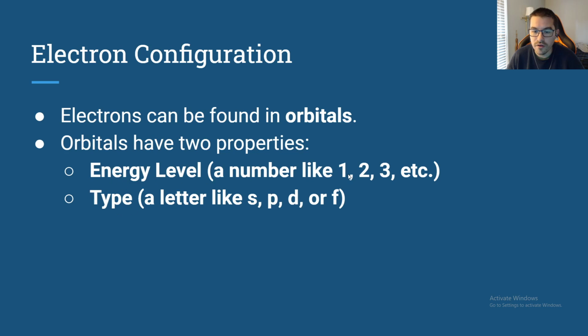The energy level is a number, 1, 2, 3, 4, or bigger, and the type is a letter. There are 4 types: S, P, D, and F. I'm not sure why those are the letters, but that's what they are. Those are the different types of orbitals.